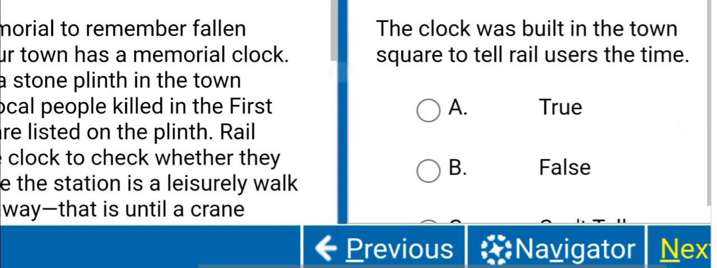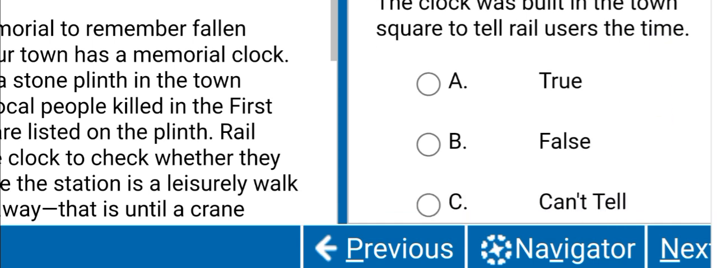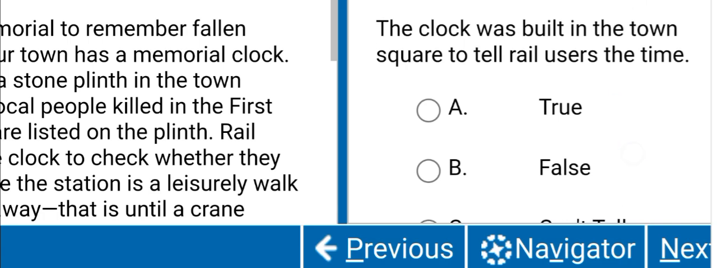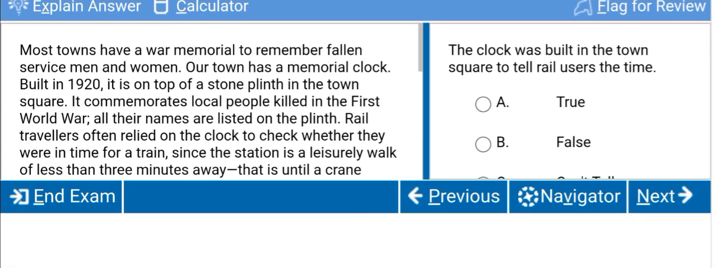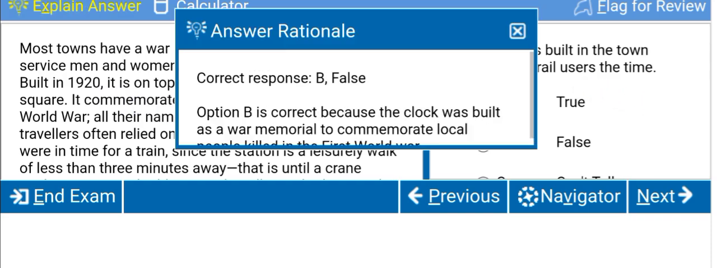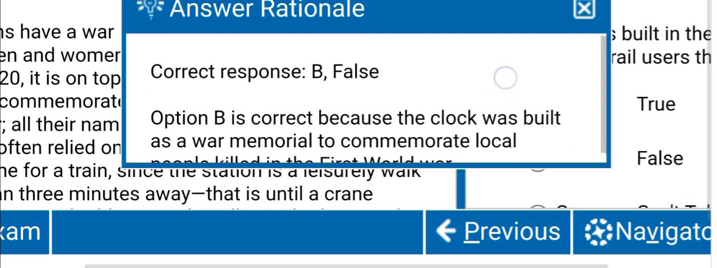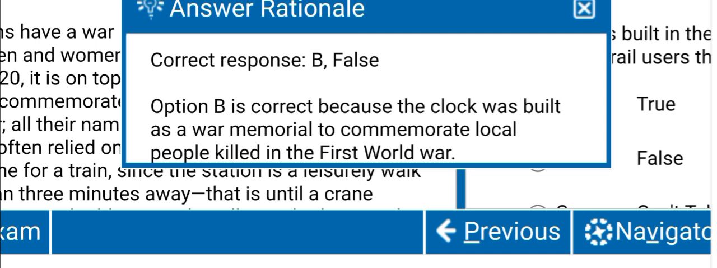Next question is: the clock was built in the town square to tell rail users the time. Option A, true. Option B, false. Option C, can't tell. So the correct response is B, which is false.